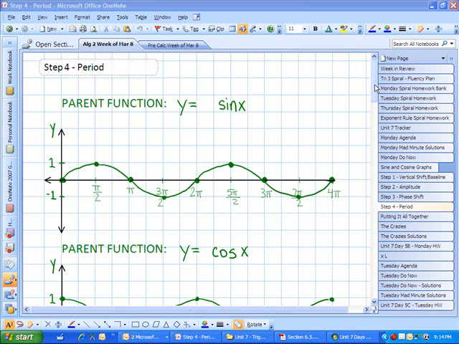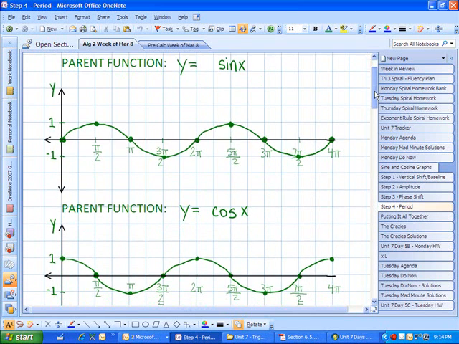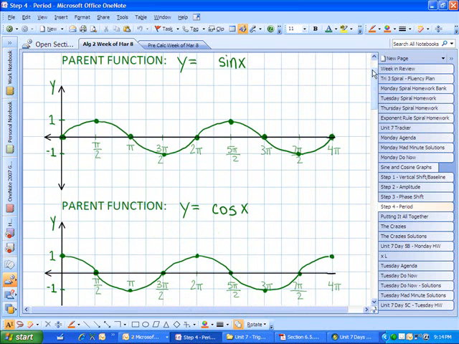Step 4, and then eventually we'll put them all together. Today, in this section, we're talking about period, the concept of period. Period means how far it goes before the function repeats.